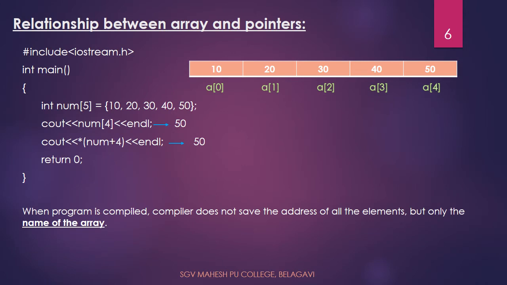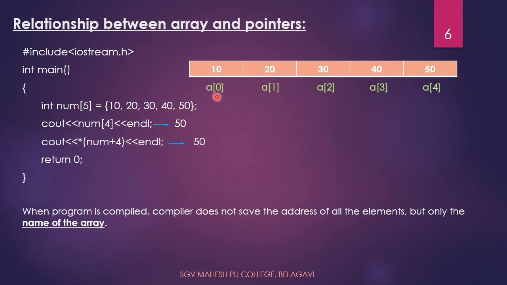Now let's see what the relationship is between an array and pointers. I've written a small program on the relationship between arrays and pointers. Let's take a small example. I've taken an array of size 5 and initialized some random values. Let us take 10, 20, 30, 40 and 50.